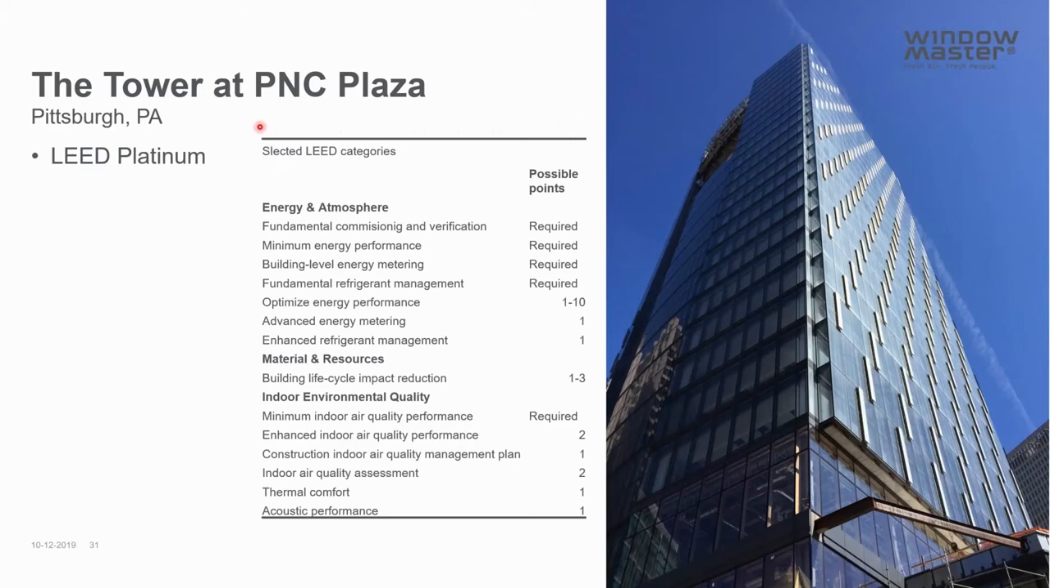This table here shows some of the areas where natural ventilation can help achieve LEED points. And overall, it has the potential of achieving up to 22 LEED points. I won't go into too much detail about this. This could be a webinar in itself, but it's just worth mentioning.